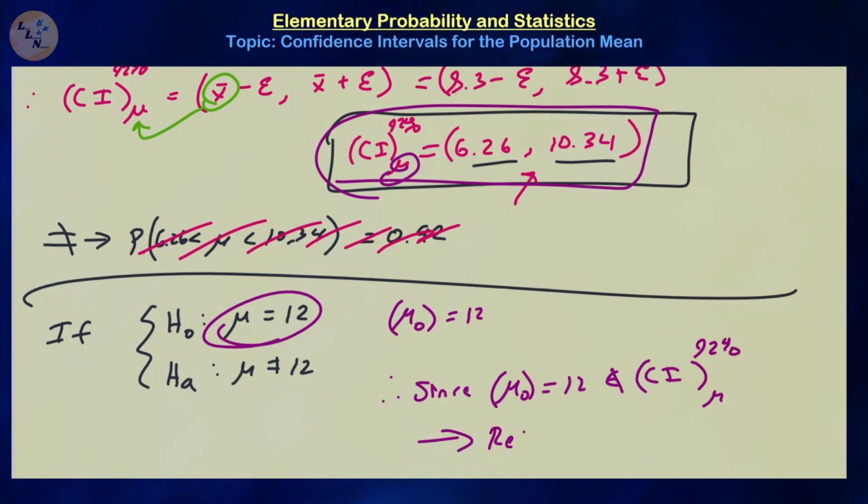In this particular scenario, I would reject the null hypothesis because I have evidence to believe that the population mean mu value is actually less than 12. Okay, so that's how you would apply this to hypothesis testing.